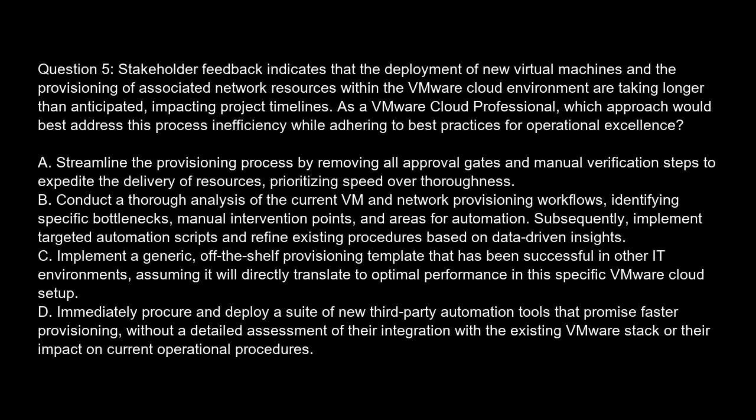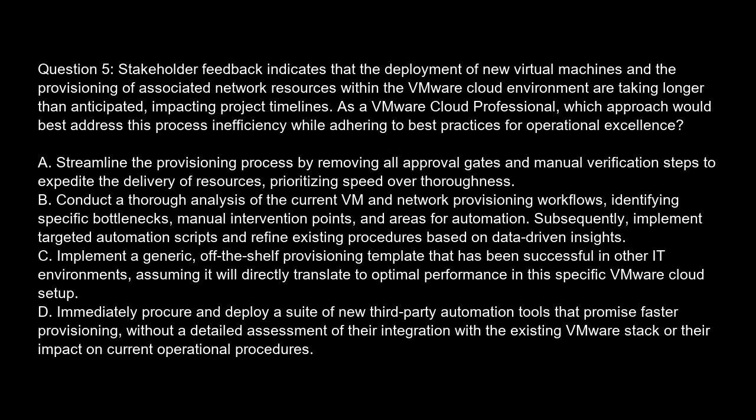Option A. Streamline the provisioning process by removing all approval gates and manual verification steps to expedite the delivery of resources, prioritizing speed over thoroughness. Option B. Conduct a thorough analysis of the current VM and network provisioning workflows, identifying specific bottlenecks, manual intervention points, and areas for automation. Subsequently, implement targeted automation scripts and refine existing procedures based on data-driven insights.